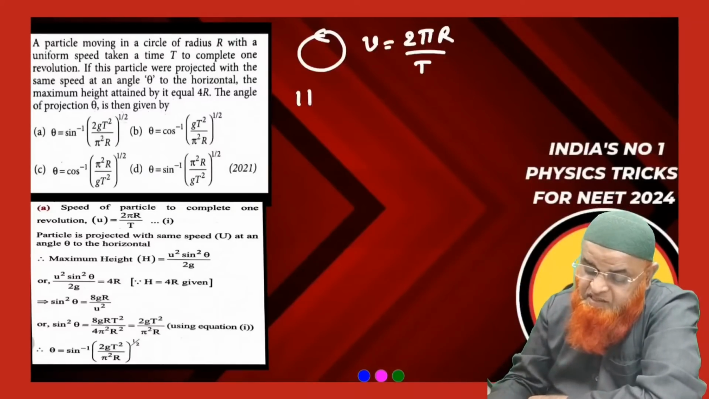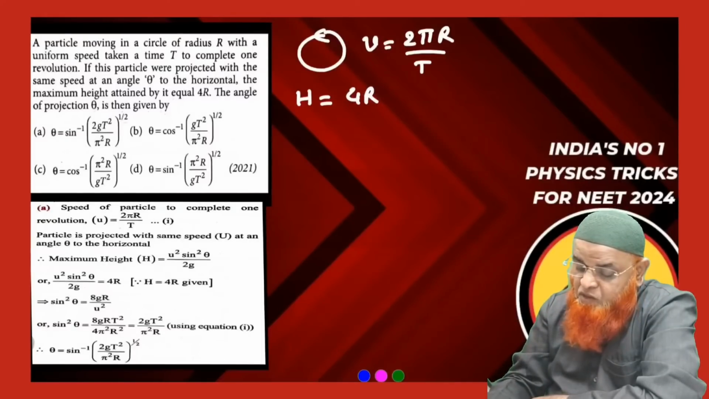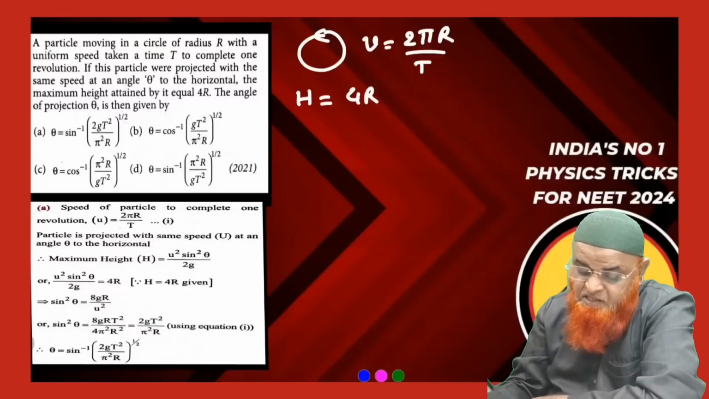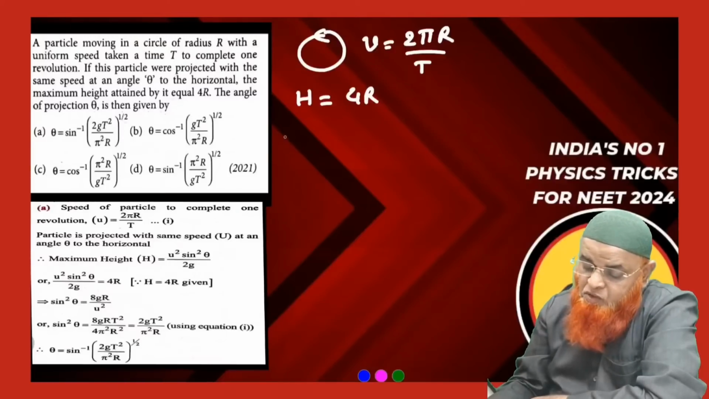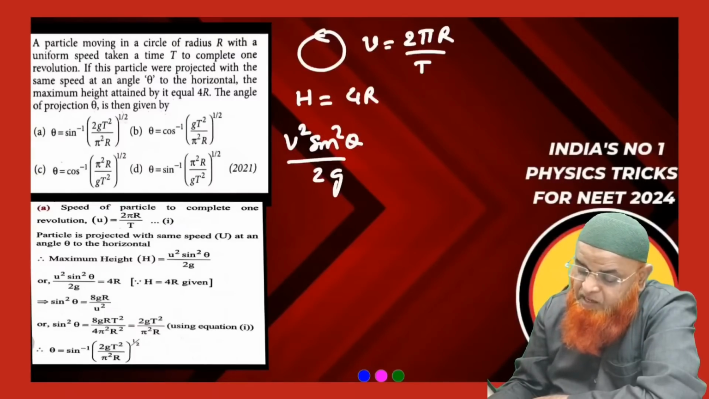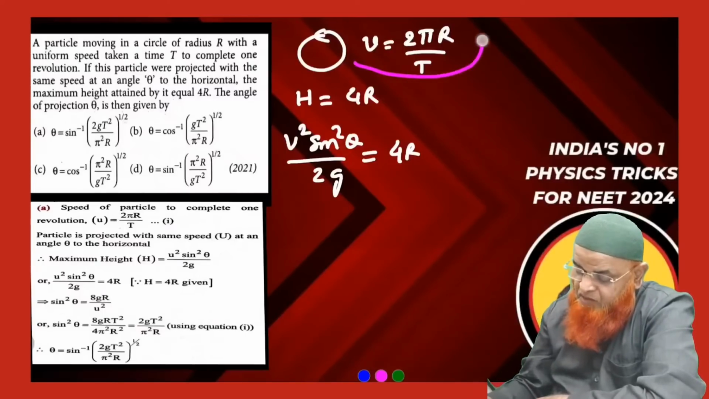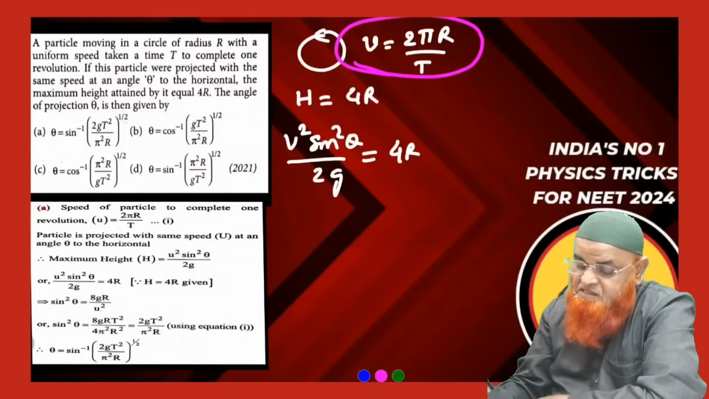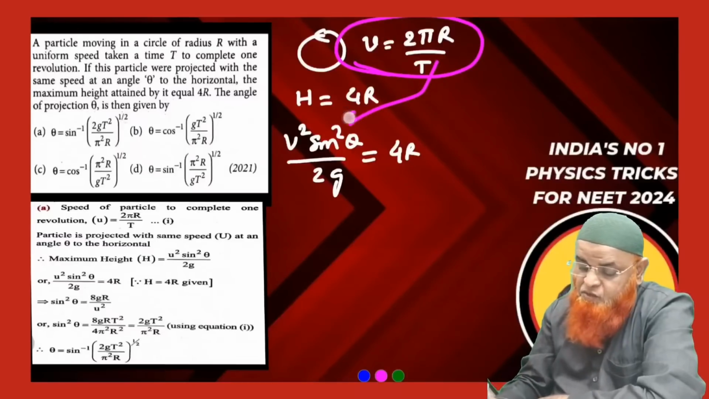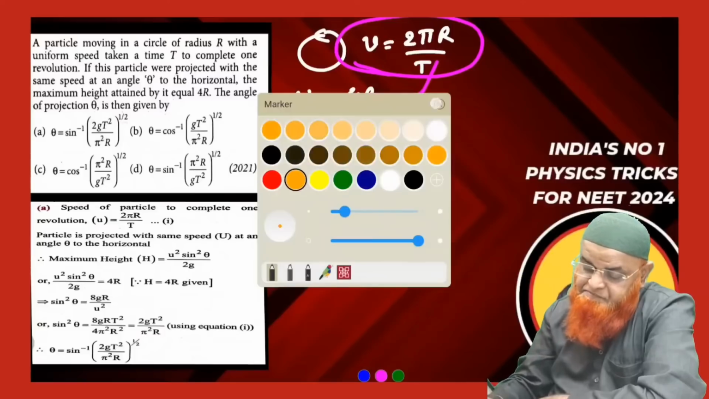And you all know that in the problem it is given that height traveled by a body in a circular path is equal to 4 times of the radius. That's the thing he has given, I think. And you know, height is taken as u square sine square theta by 2g, which I am going to consider as 4r. But whatever the value he has given, instead of v, you have to substitute this value here in this equation. Let us see what you are going to get here.